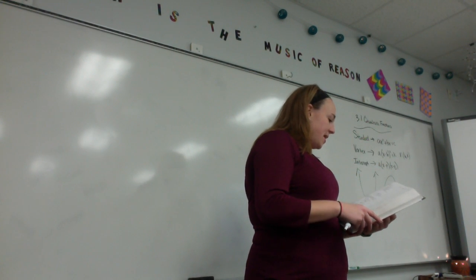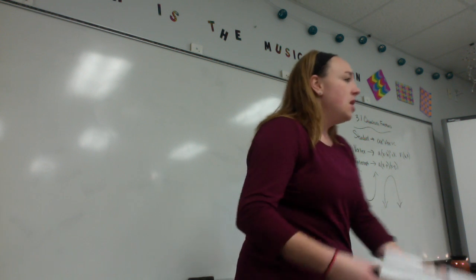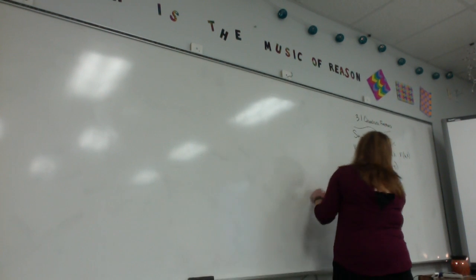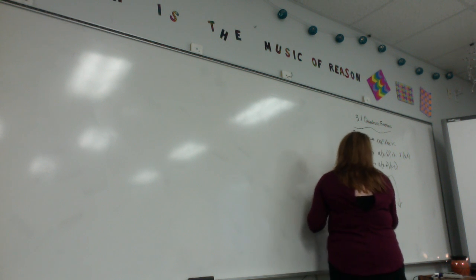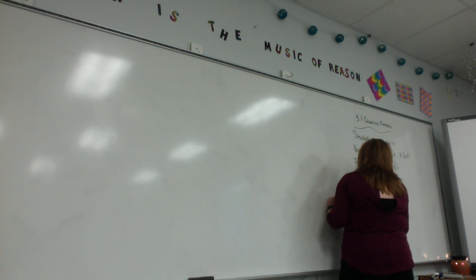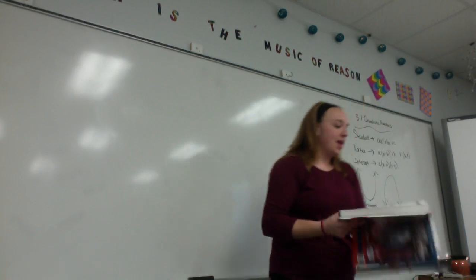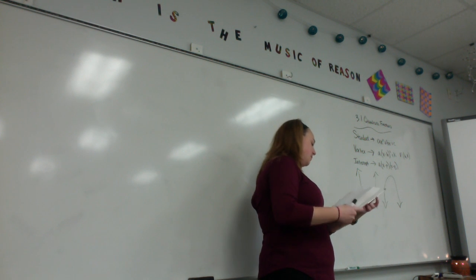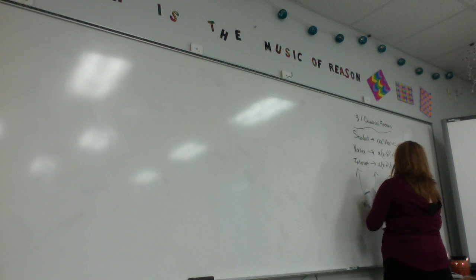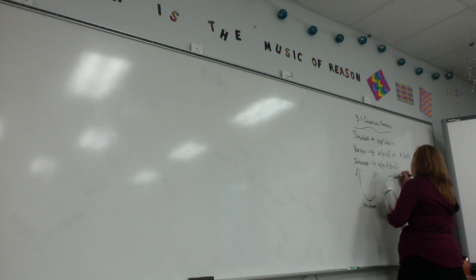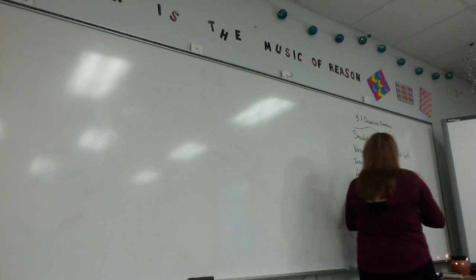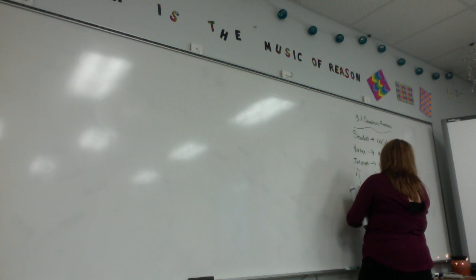Okay, so basic characteristics of parabolas. If you have a parabola that is facing up, you have a vertex, and this has a minimum. It has a minimum value, and that is whatever the vertex is. When it faces down, it has a maximum value, and it is also whatever the vertex is. Parabolas are symmetrical, so they have a line of symmetry drawn through the vertex.